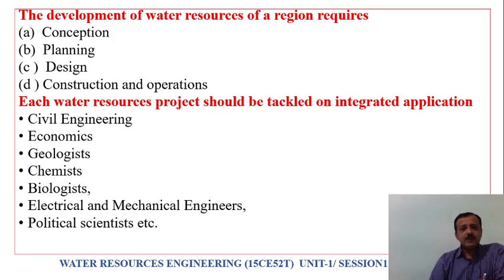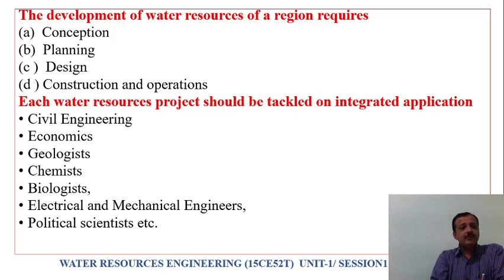Next, the development of water resources of a region requires four headings: the conception, the planning, design, construction and operations. For any region, if you want to do water resource development, the first part is the conception of the idea. We have to decide which place is suitable. Suppose I want to construct a dam or a reservoir. First I should have a proper conception, whether it is required or not, how much quantity of water can be stored in it, and whether a sufficient quantity of water is coming in. So the conception of the idea is very important.